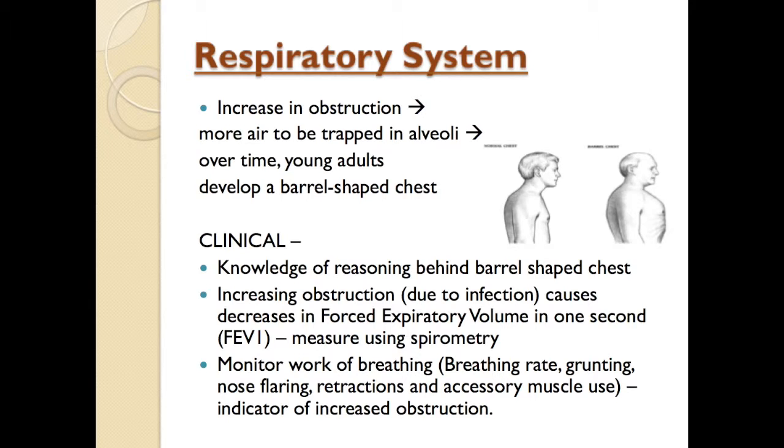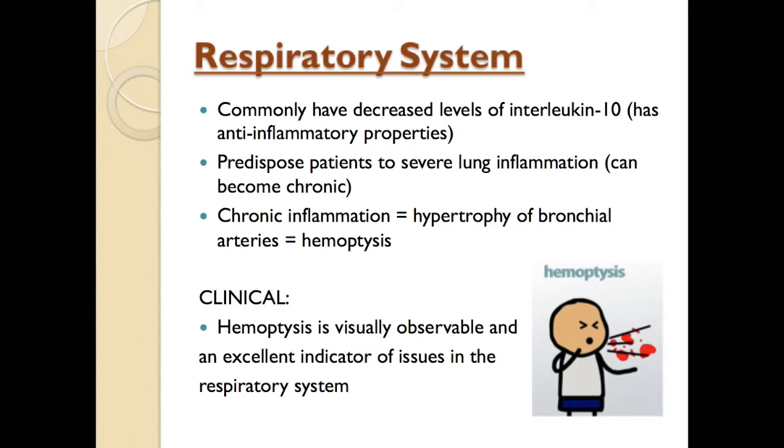Elements that determine increased work should be monitored, including breathing rate, grunting, nose flaring, retractions, and accessory muscle use. Typically, patients with cystic fibrosis have decreased levels of interleukin-10, a cytokine that has anti-inflammatory properties, especially in the lungs. The decreased levels predispose the patients to severe lung inflammation after infection. Sometimes, the pulmonary inflammation persists and becomes a chronic inflammatory condition, causing hypertrophy of the bronchial arteries and ultimately hemoptysis. Hemoptysis also serves as an excellent clinical tool as it is visually observable and indicates a patient may have the disease.